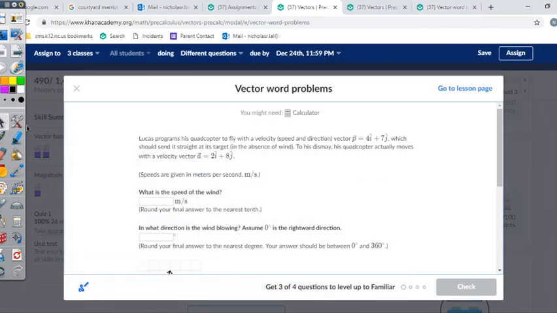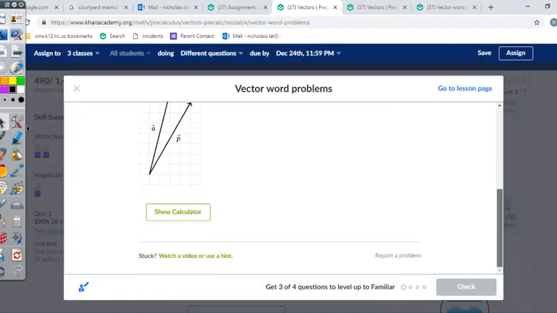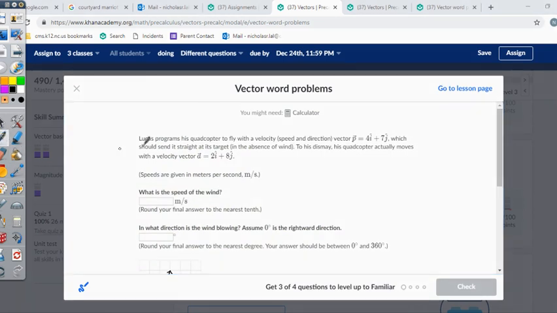Hello, pre-calc students. Doing vector word problems. So, Lucas programs his quadcopter to fly with a velocity, speed, and direction, vector p of 4i and 7j, which is send it straight at its target in the absence of wind. To his dismay, the quadcopter actually moves with a velocity of 2i plus 8j.